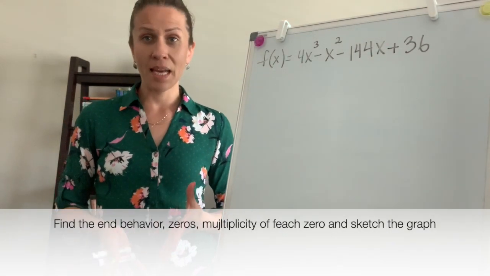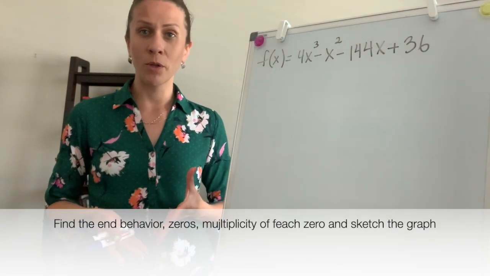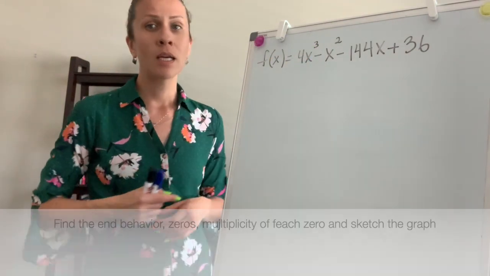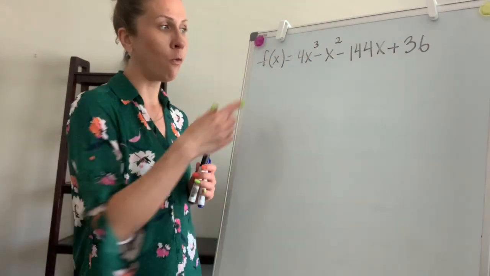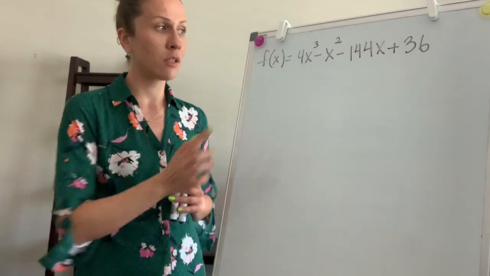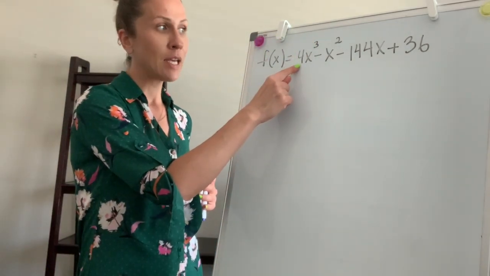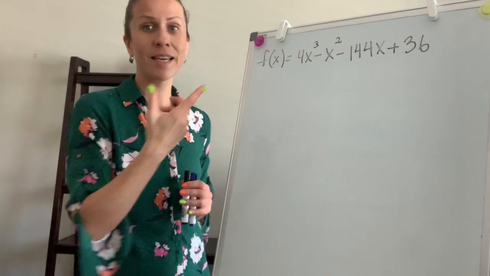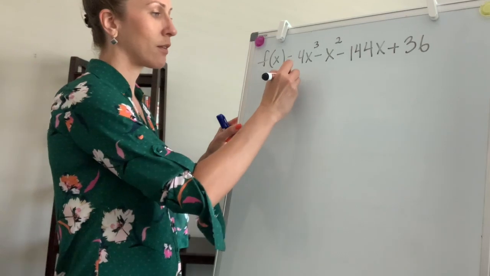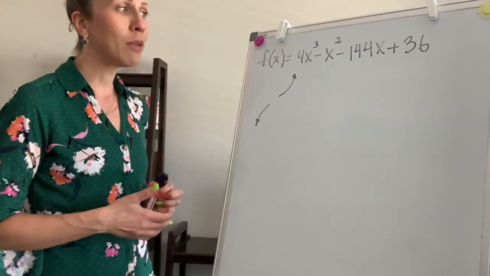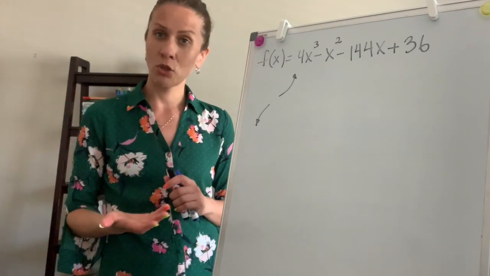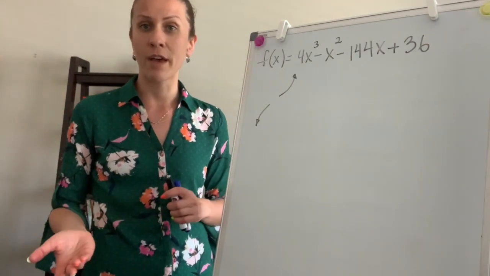Here is another example of a polynomial function with the leading term 4x cubed, a leading coefficient of 4, and a degree of 3. Remember, if the leading coefficient is positive and the degree is odd, the end behavior would look like this. The problem with this polynomial function is that it's not in factored form, and for us to be able to find the zeros, we have to factor it.